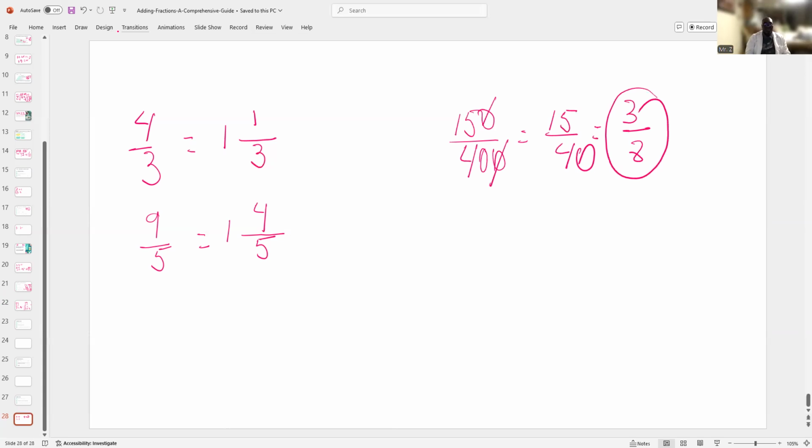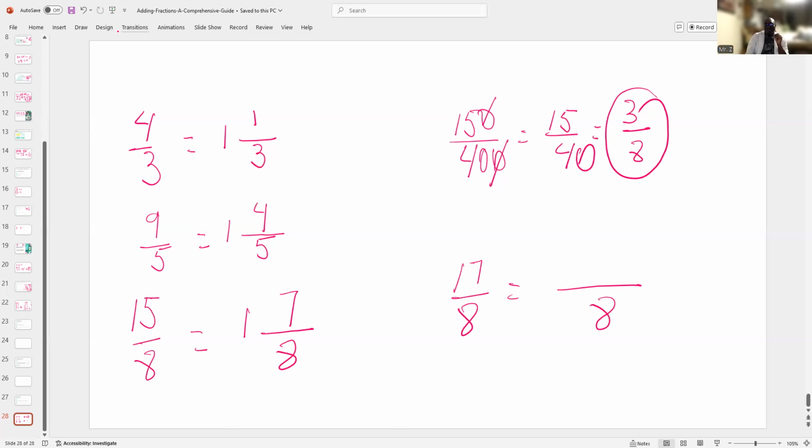Convert 15 over 8 to a mixed number. You keep the denominator the same. You go over there 1 time. The remainder is 7. Convert 17 over 8. It's an improper fraction. You keep the denominator the same. 8 goes into 17 two times. It gives you 16. The remainder is 1.